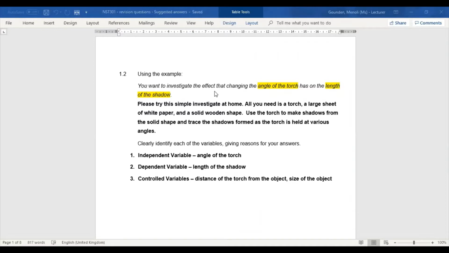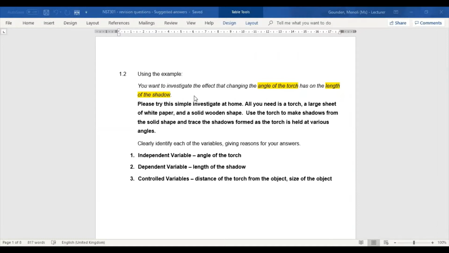And if you're given something like this in your online test on Monday, so you may be given an example, it may necessarily not be the example that we are looking at currently, it may be a different example, but the tip that I can give you is from the example, clearly identify the variables as a starting point. So don't worry about whether it's independent or dependent first.